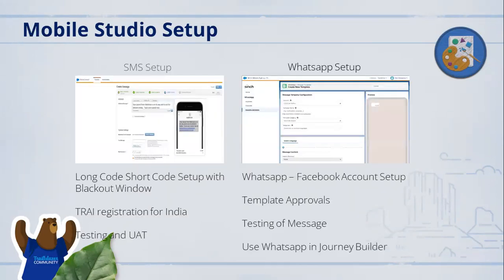Then we come to Mobile Studio. Mobile Studio covers two parts: one is SMS and the second is WhatsApp.